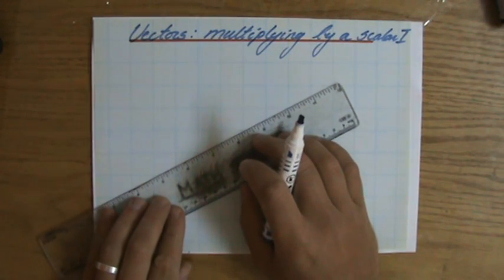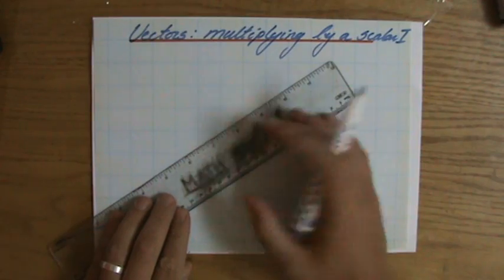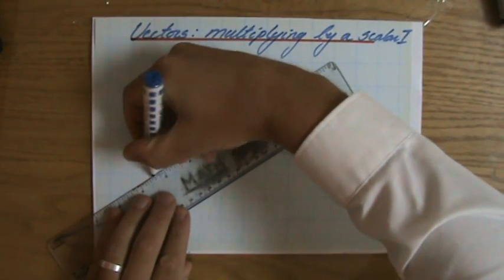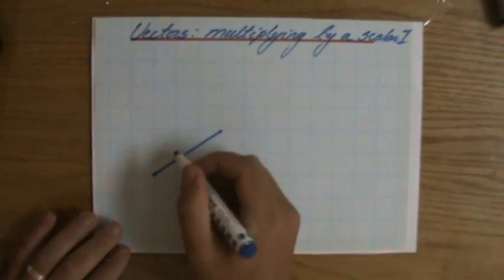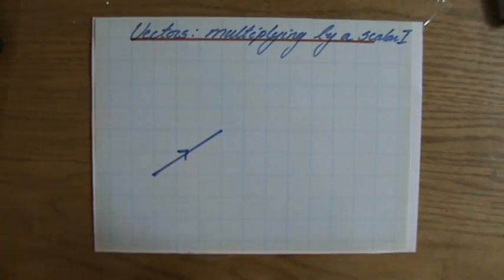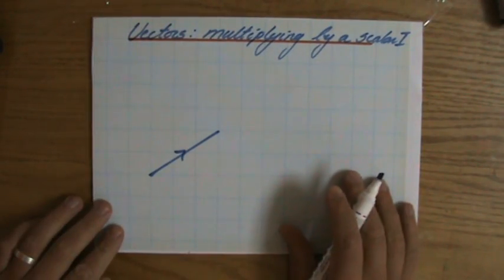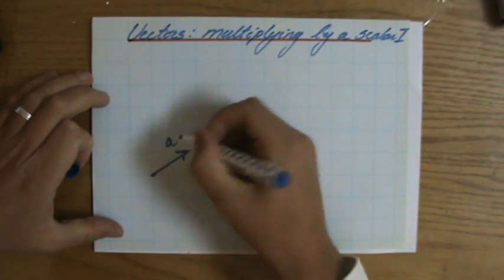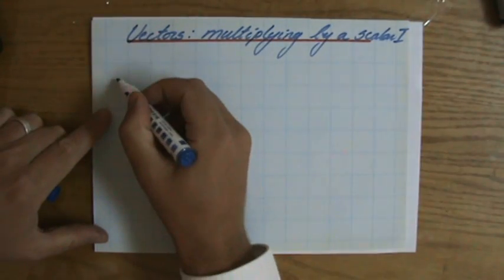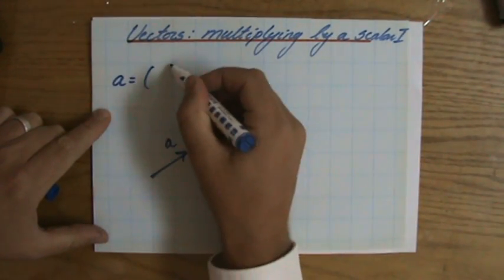I'm just going to quickly sketch a vector. Let's say this one. We'll start here. I'm going to finish there. This is the direction. Vectors have a magnitude and a direction. And I'll label it with A. Good. Now, what is the column vector of A?